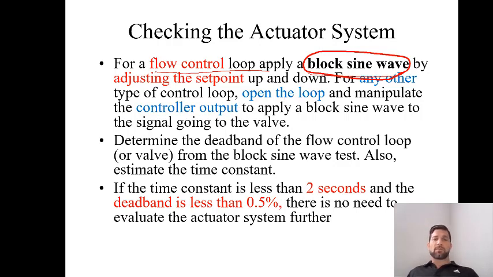The way you perform a blocked sine wave test is you adjust the set point up and down. If you adjust the set point up and then down by a very small amount, wait for the system to respond, then continue forward and adjust the set point again by a little bit more. So progressively increase how much you're stepping up and down in your set point, and that's going to create a blocked sine wave in your input to the process.